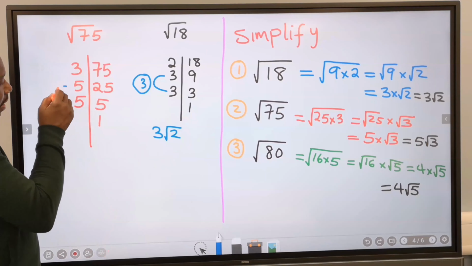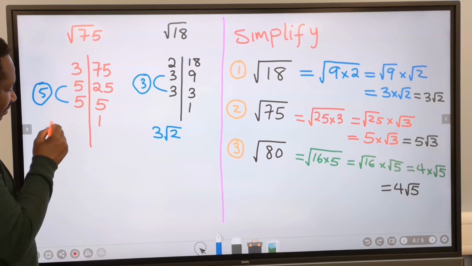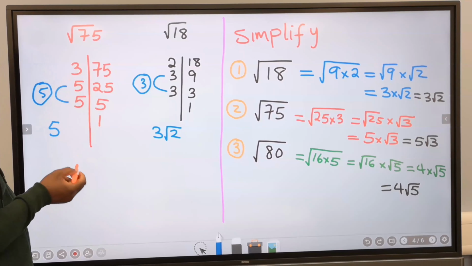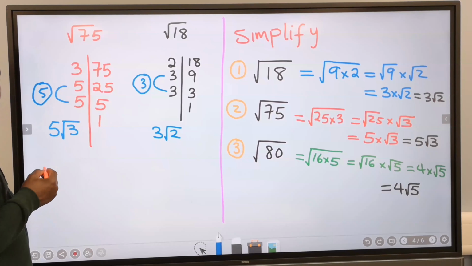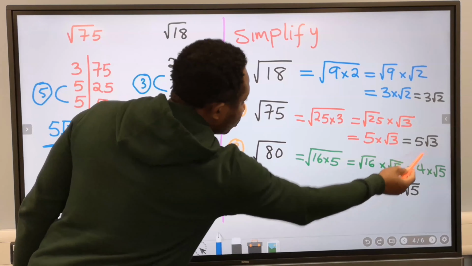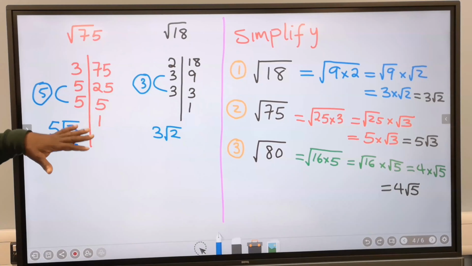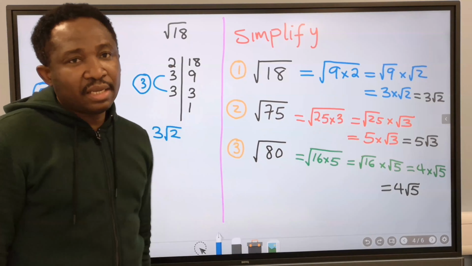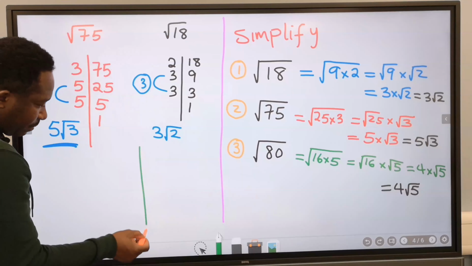Next, I will pair this. 5 is free. I will bring out 5. 3 has no pair. Whenever you don't have a pair, you go into the root. And this is our answer, which is also this. Use this method to always break your answers down. Let's try this with 80.